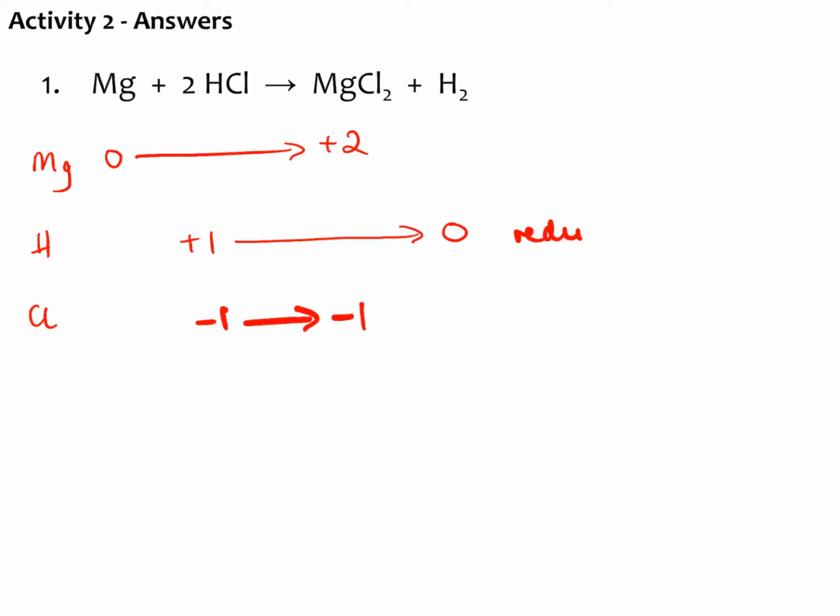We can see that the hydrogen is reduced because its oxidation state has gone down, and the magnesium's oxidation state is increased, so that is the oxidation. Therefore it is redox, but it's not disproportionation because we have 2 different substances that are being oxidised and reduced. The magnesium is being oxidised and therefore must be the reducing agent, and the hydrogen is being reduced and is therefore the oxidising agent.